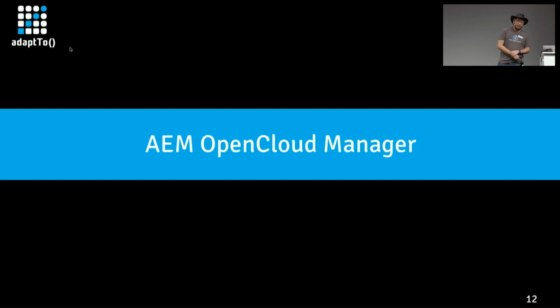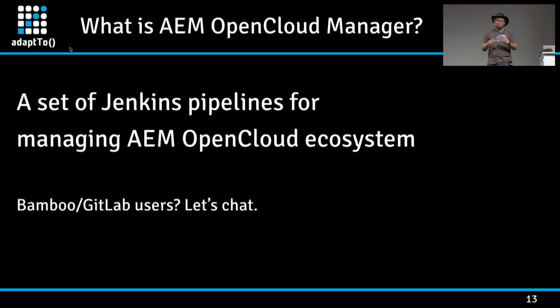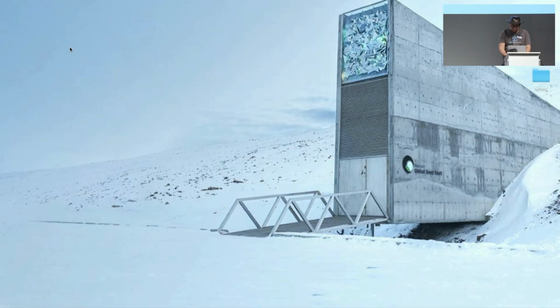So what is AEM OpenCloud Manager itself? It is basically a set of ready-made Jenkins pipelines that you can just provision into your Jenkins installation to run the AEM OpenCloud ecosystem. It's Jenkins just because the majority of our users are using Jenkins, but it can be extended to support other CI/CD tools. So let's have a quick look at AEM OpenCloud Manager.